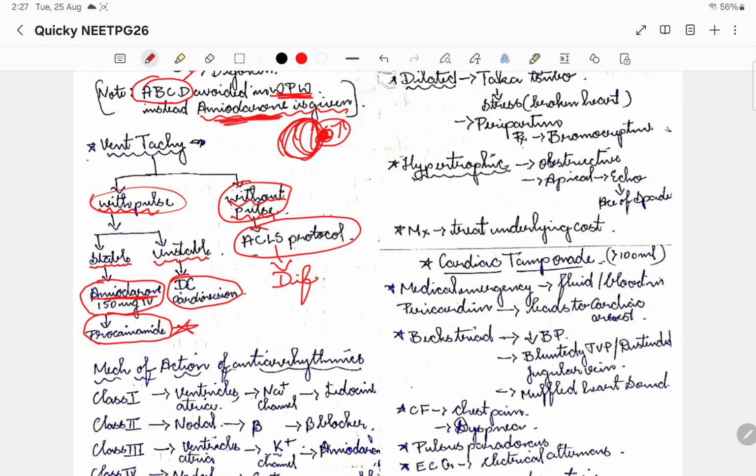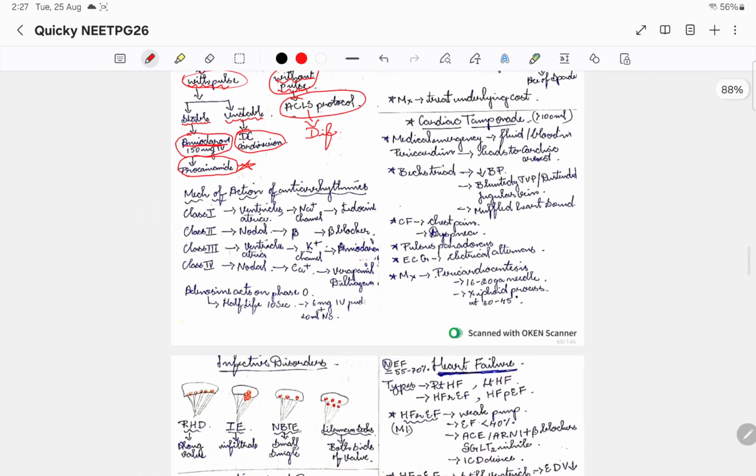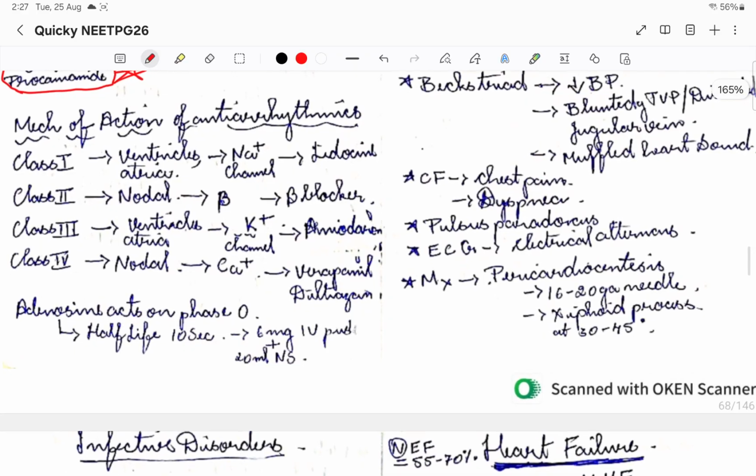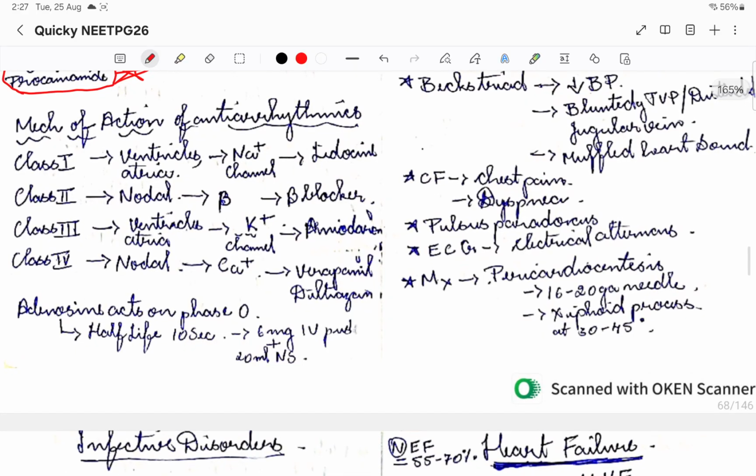These are the things that should be in your mind. Then the mechanism of action of antiarrhythmic drugs: class 1, class 2, class 3, class 4. This was a previous year question, asked in 2025. Please remember this. Where exactly do these act? I told you all the action potential waves and phases are there. So we can attack that particular phase of the ventricular action potential with these drugs.